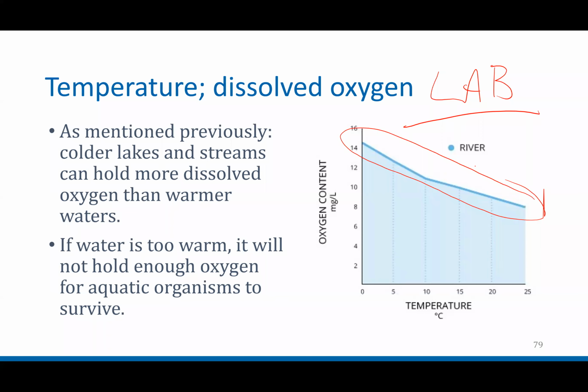I mentioned that earlier, so I won't spend much time on that, but you can see at 0 degrees Celsius, the DO level in ppm is around 14. At 25 degrees Celsius, it should be around 8. And it continues to drop as it gets warmer and warmer.